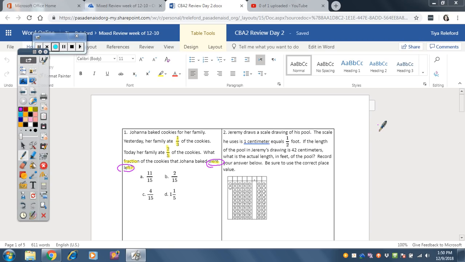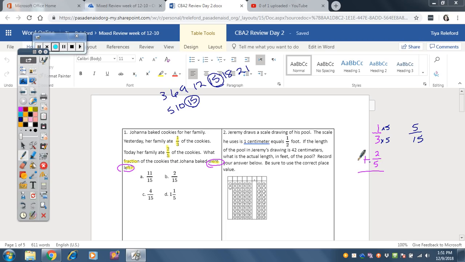So first, you need to add 1/3 plus 2/5. To add fractions, you need a common denominator. What denominator can you use between 3 and 5? Right, you can use 15. So how do I go from 3 to 15? 1, 2, 3, 4, 5 times 5. And if I do it to the bottom, I have to do it to the top.